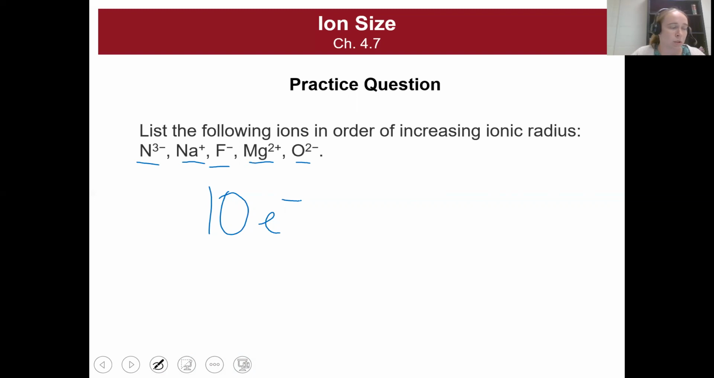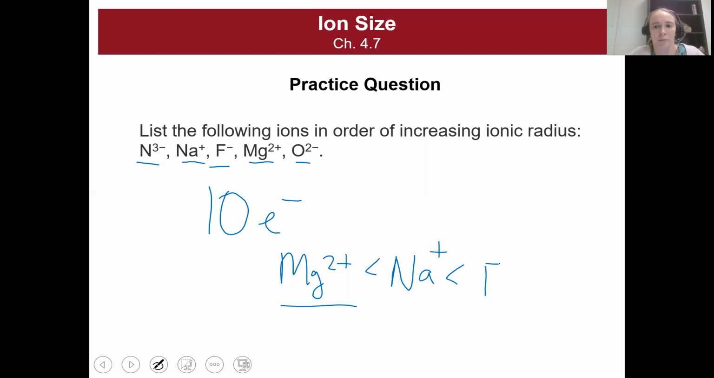So the smallest one is going to be magnesium, and then sodium. So we're going to have kind of a backwards number line, going positive to negative instead. And these are less than signs because I'm talking about the size of the radius. The size of the radius is increasing as we go to the right. Magnesium is the smallest. And then nitrogen is the biggest. And that's it.